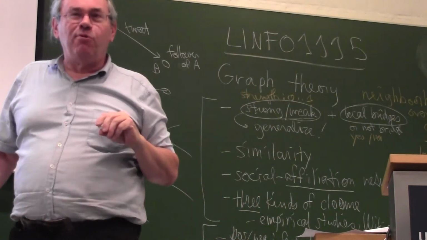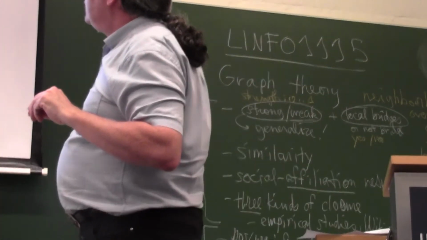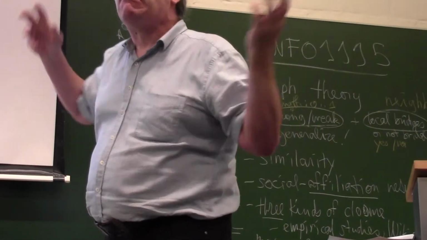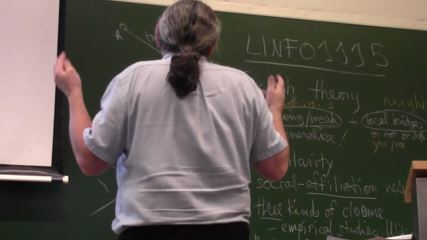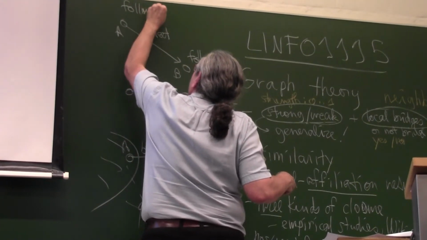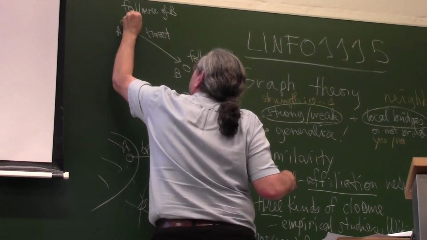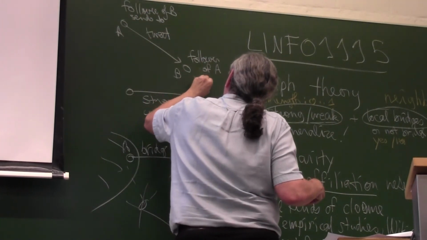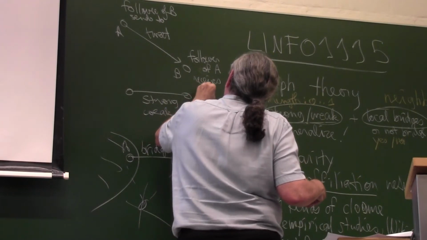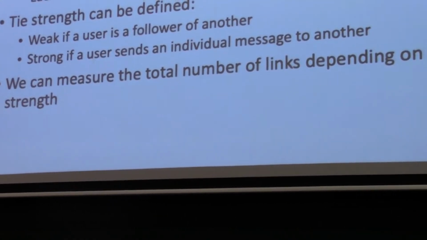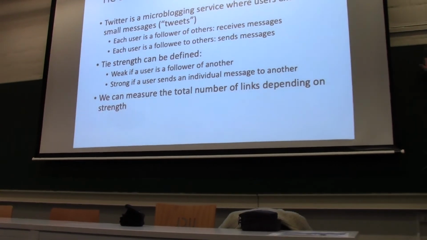But then they have this funny word to do the opposite: a followee. So A is a followee of B, which means A sends to B. Follower of A means receives from A. I really don't like the word followee, but that's what the book uses, unfortunately. So you have followers and followees.